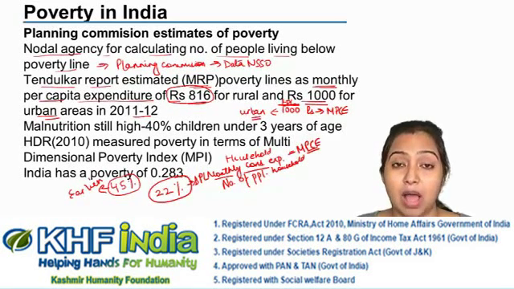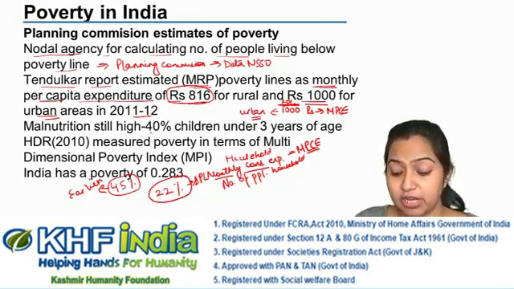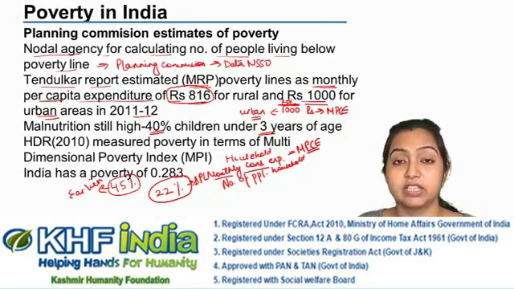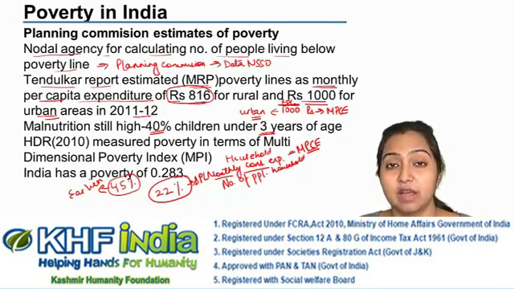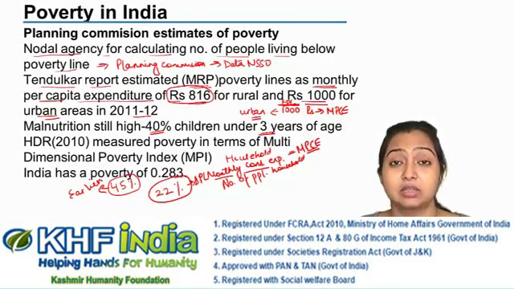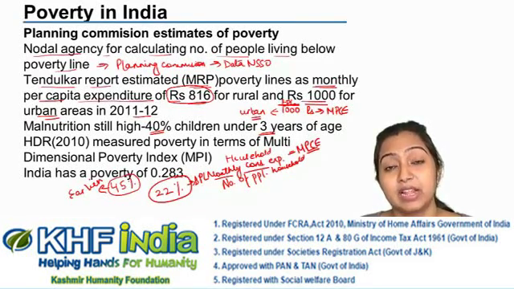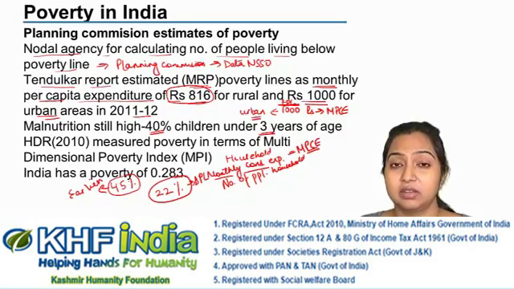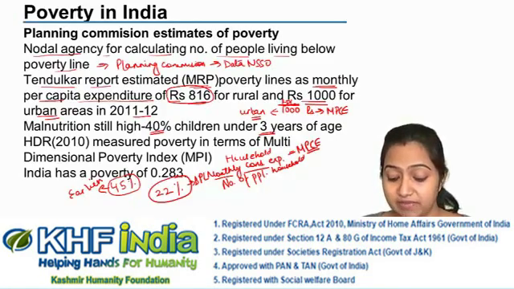Still there is high malnutrition in our country. Nearly 40% of the children under 3 years of age are still malnourished. So when it comes to the development of the society, education facility, the health structure and the health services, and you say the quality of people, the standard of life they are living, we still have a long way to go. But when we see data wise, only 22% of the population is below poverty line.